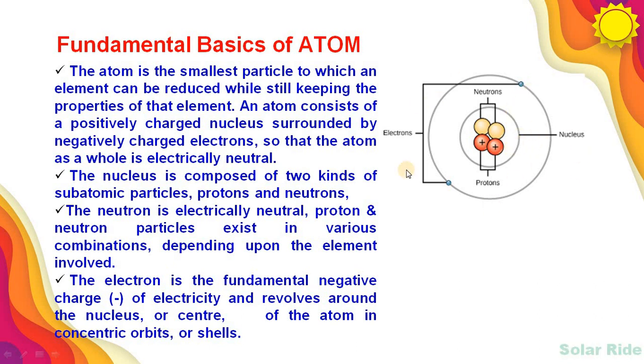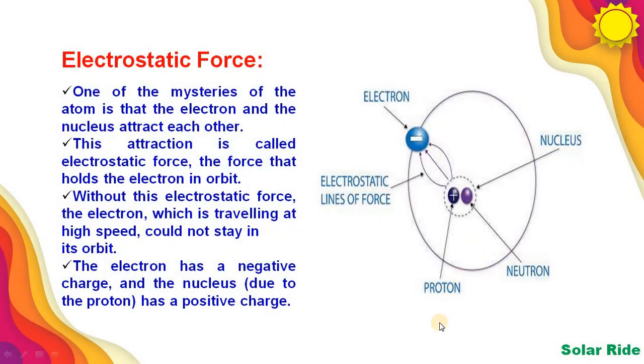Surrounding the nucleus, electrons are there. The electron has negative polarity. The nucleus is composed of two kinds of subatomic particles, protons and neutrons. The electron is the fundamental negative charge of electricity and revolves around the nucleus, or center of the atom, in concentric orbits or shells. Every time, the electron is attracted to the nucleus; the proton and electron have an attraction force.